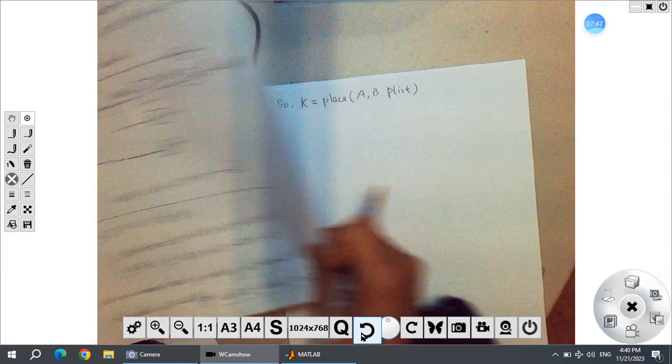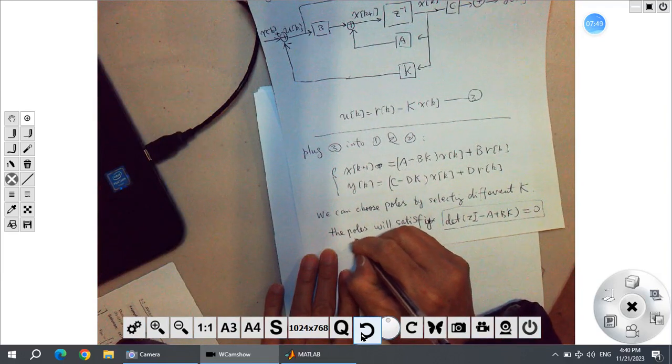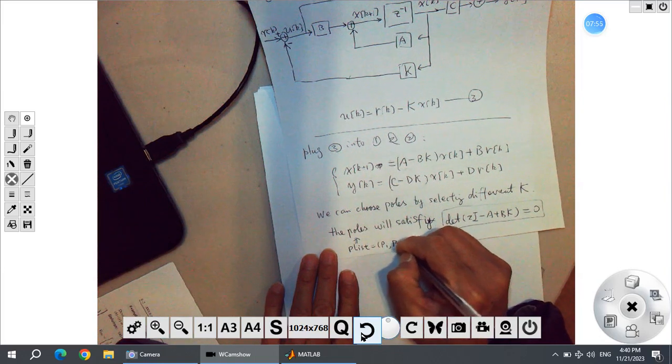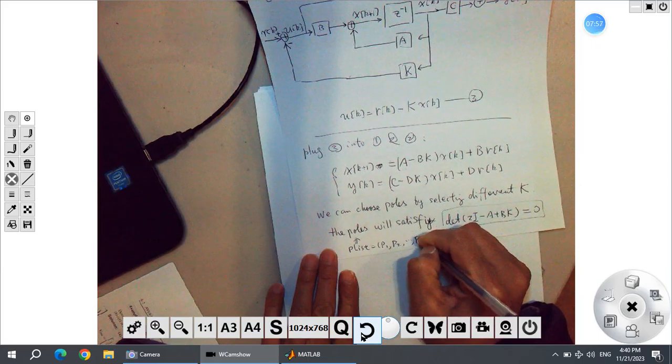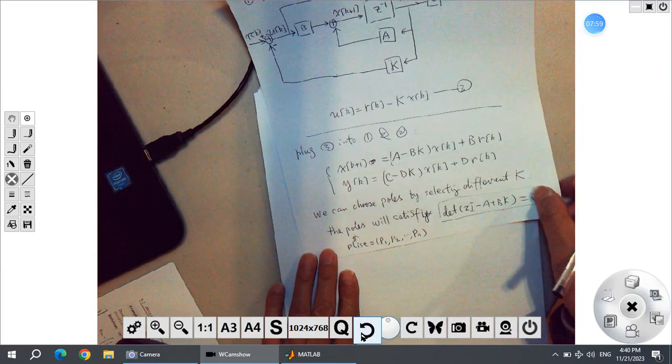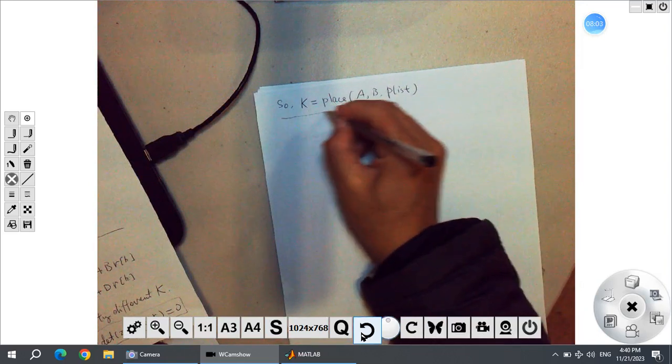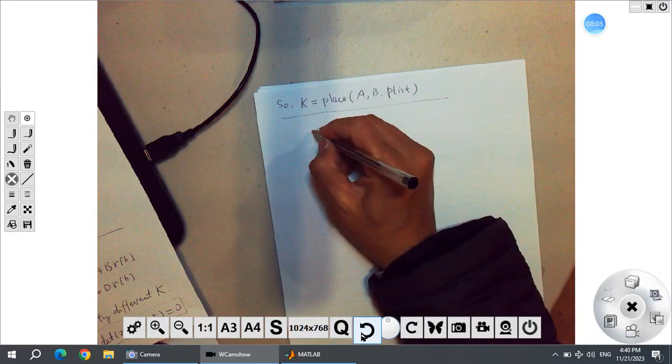Okay. The poles: say the pole list equals pole 1, pole 2, to pole n. Suppose we have the size n, order n. Yeah, this is the pole list. So k is just this one. And we also know this, we have a formula.